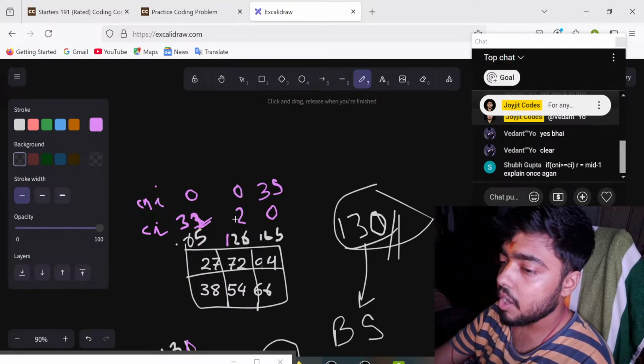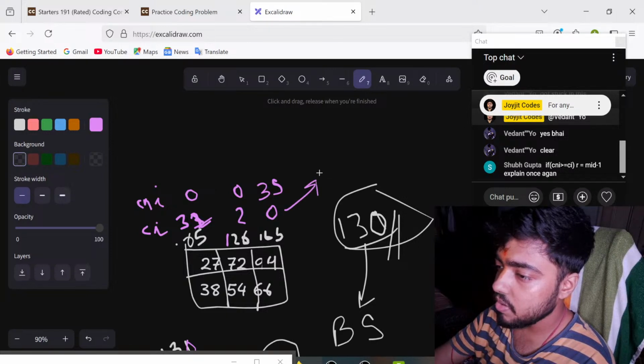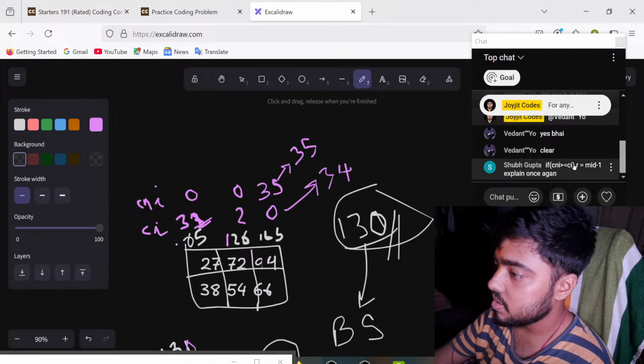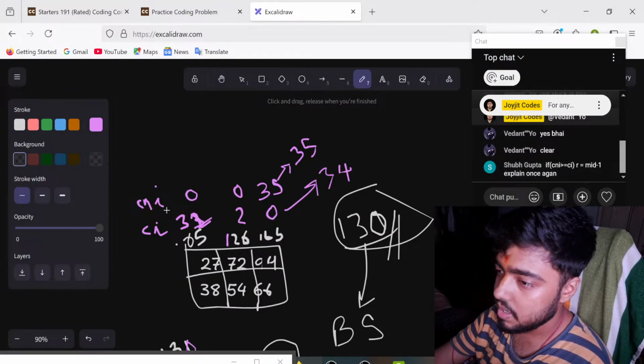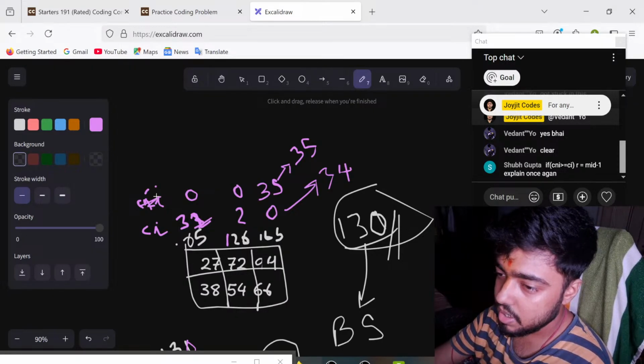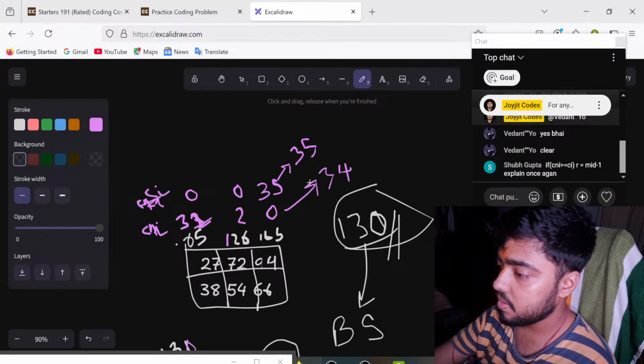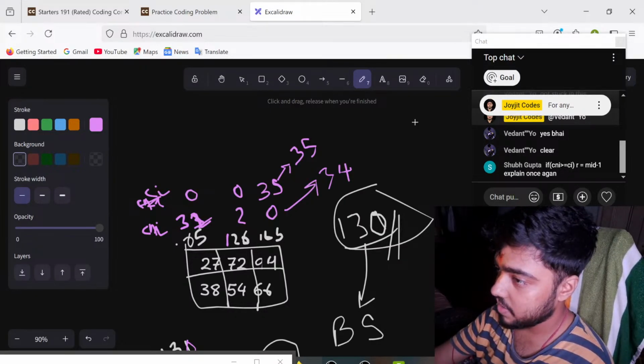Now if you add them up, this becomes 34, and if you add these up, this becomes 35, right? So is this condition clear, that is 35 greater than equal to 34? This is supposed to be CI and this is supposed to be CNI. Okay. So is 34 greater than equal to 35? No, right? So it is not going to satisfy.